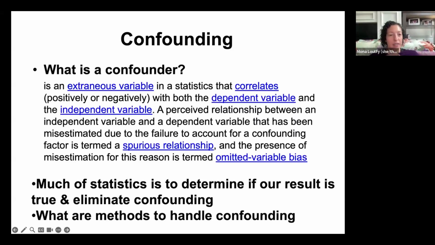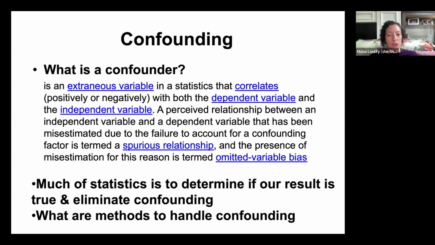What is a confounder? A confounder is an extraneous variable, an outside variable, that correlates positively or negatively with both the dependent variable and the independent variable, the exposure and the outcome. So the perceived relationship between the independent variable and the dependent variable has been misestimated due to failure to account for the confounding factor, a spurious relationship.